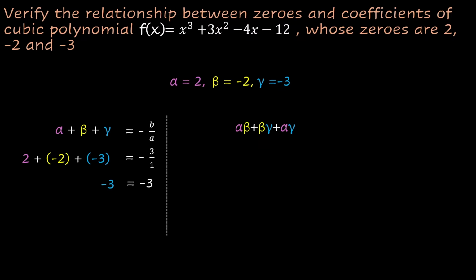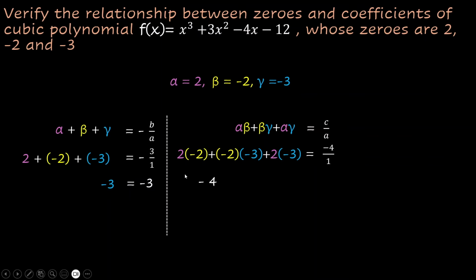Alpha beta plus beta gamma plus alpha gamma is equal to c by a. c is the coefficient of x. Let's put the values. So c is negative 4, a is 1. So this becomes minus 4 plus 6 minus 6. These two cancel out. We get minus 4 equal to minus 4.